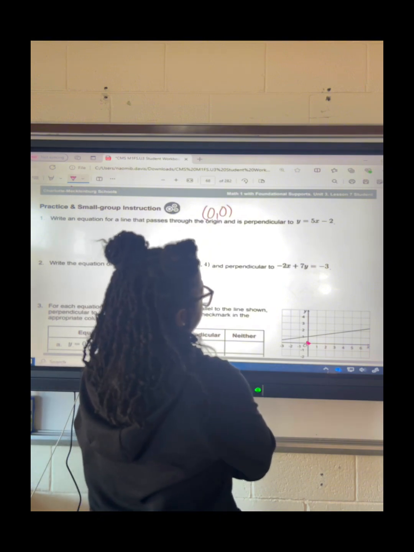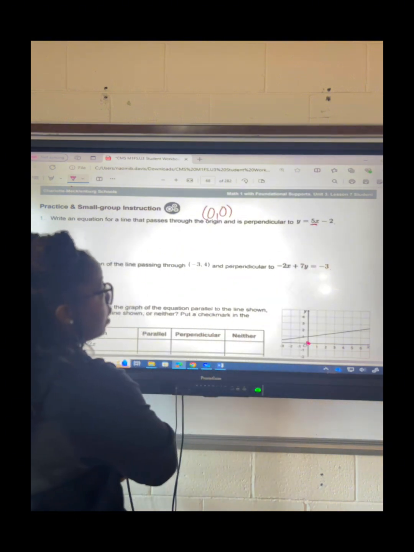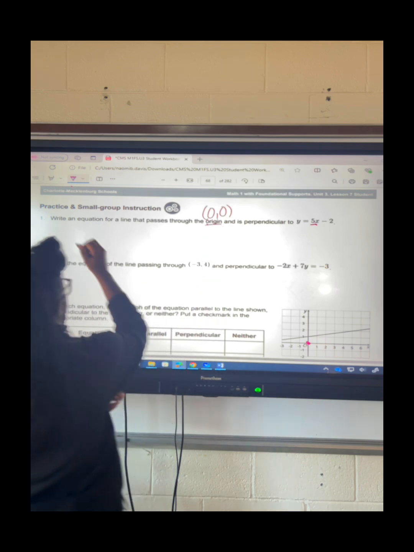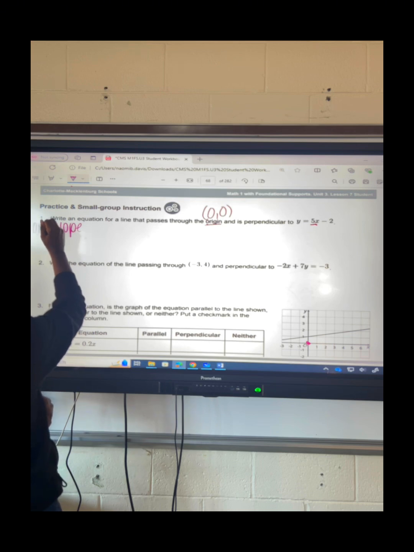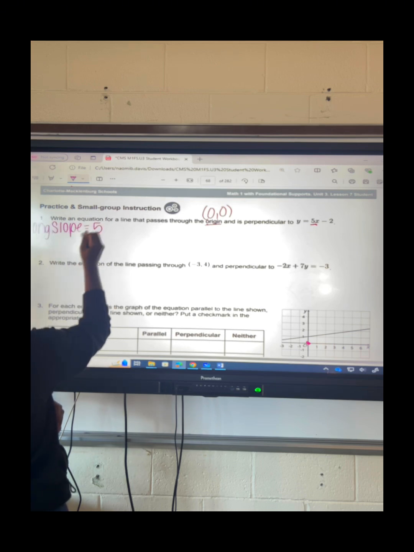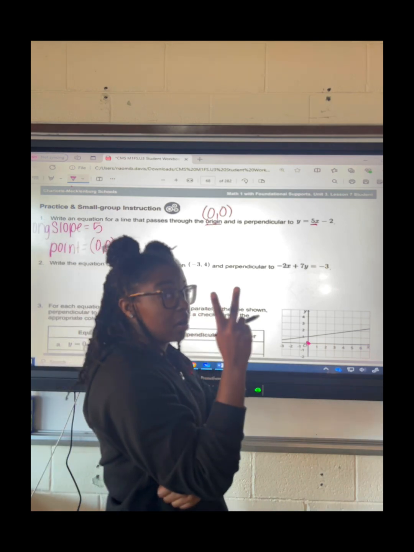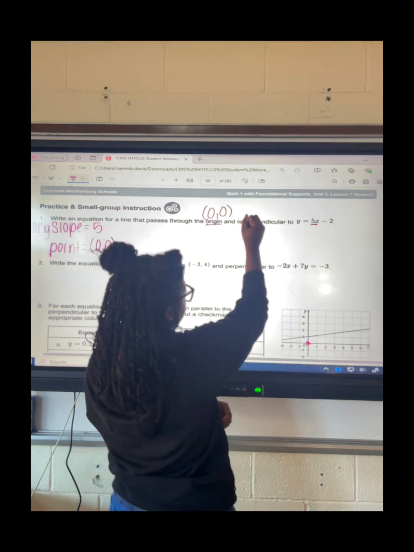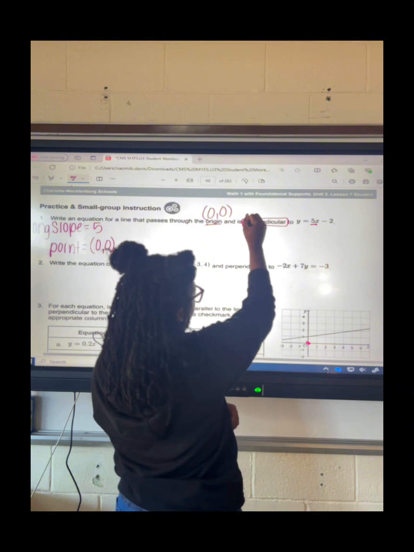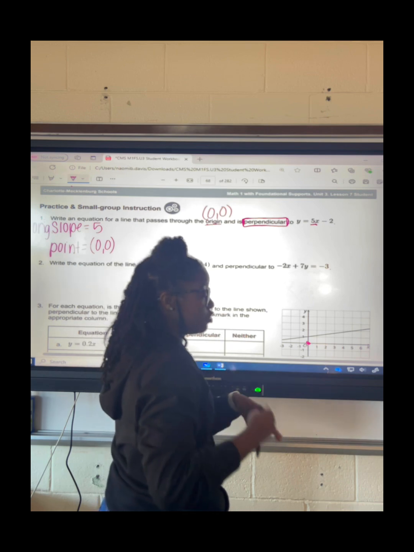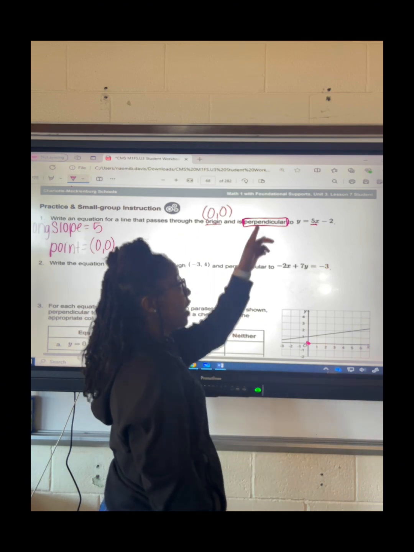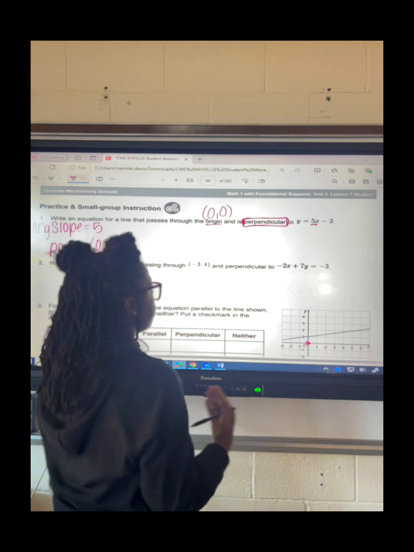So what's the slope I'm working with? 5. What's the point I'm working with? The origin. The original slope is 5, and the point is (0, 0). Because we've learned parallel and perpendicular, you have to pay attention to what they're asking for, because you're going to go so fast, write a parallel, and they're asking for a perpendicular. So make sure you're paying attention to that.